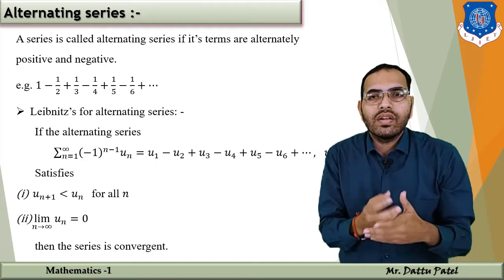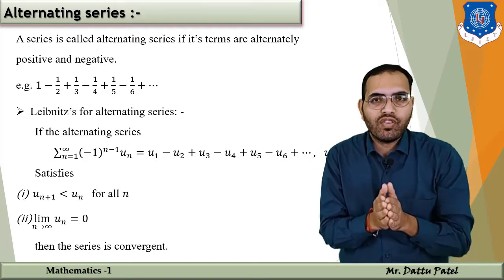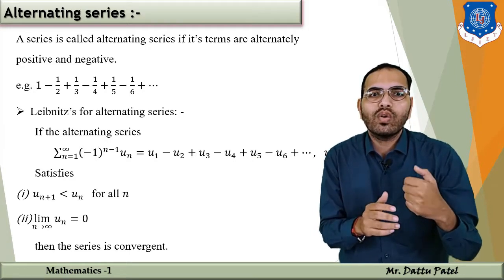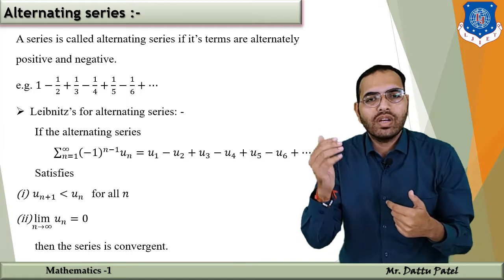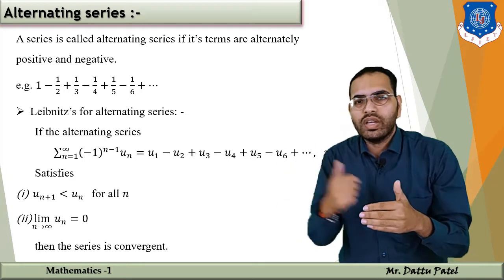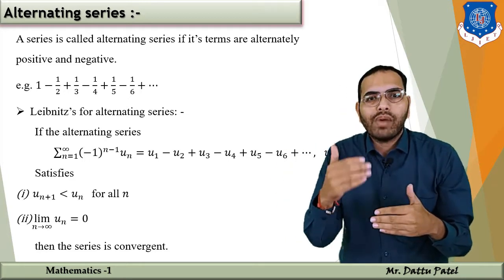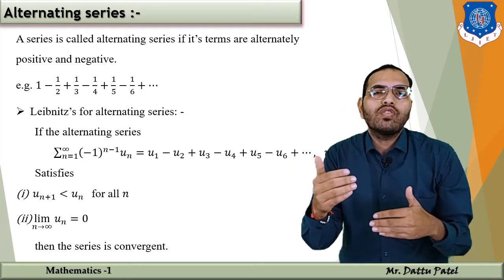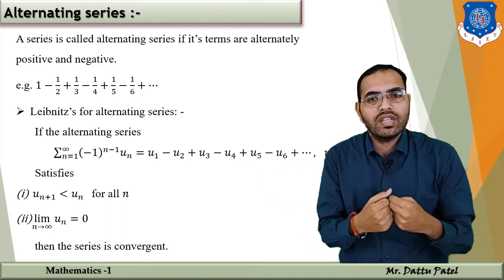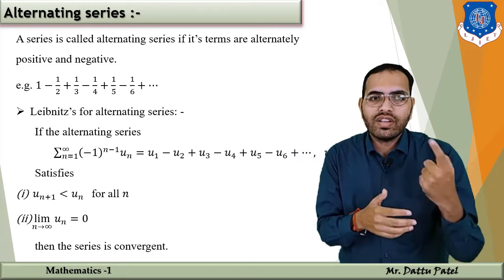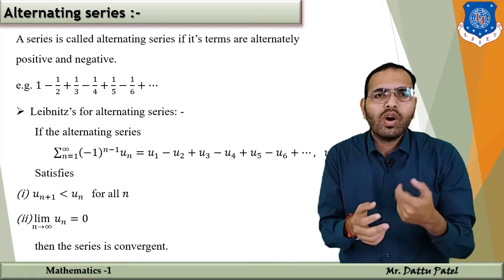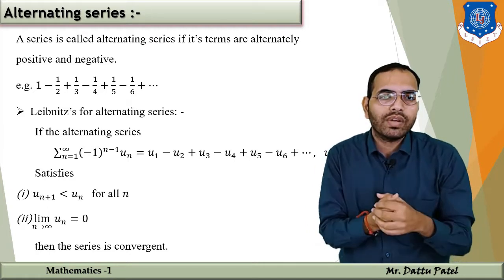Now let's see the next topic, which is Leibnitz test for the alternating series. If the alternating series summation n equal to 1 to infinity, minus 1 raised to n minus 1 times un, substituting n equal to 1, 2, 3 and so on, becomes u1 minus u2 plus u3 minus u4 and so on, then it satisfies two conditions where un is greater than 0. First condition, un plus 1 is less than un for all n, or we can say that un is greater than un plus 1.